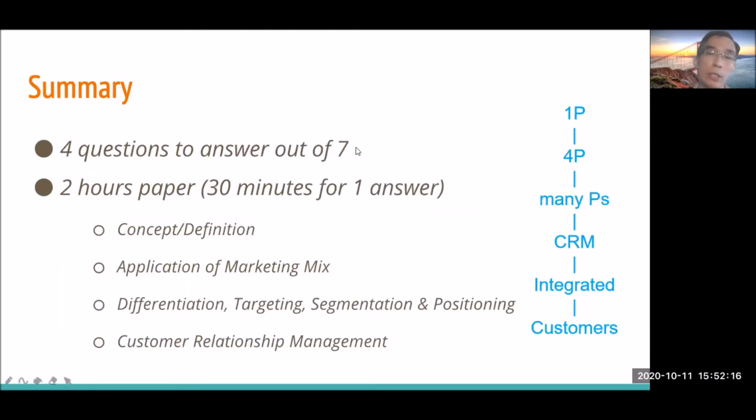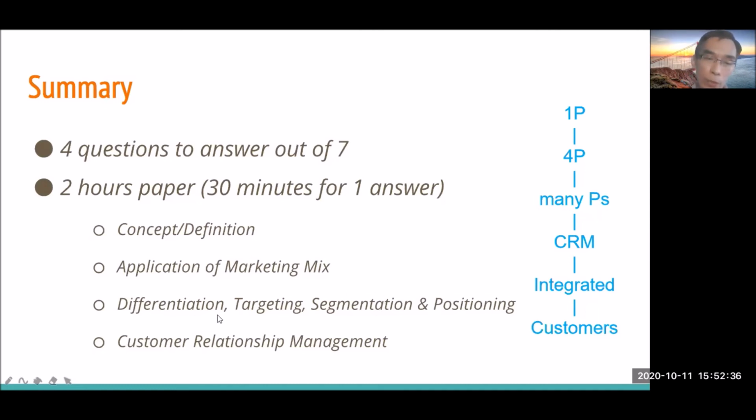So answer 4 out of 7 questions. It's a 2-hour paper, so 30 minutes for one answer. Target these 4, I always say: the concept, principle, definition questions. Use the 4 P's. If you have a question on the 4 P's, it's straightforward, just answer.